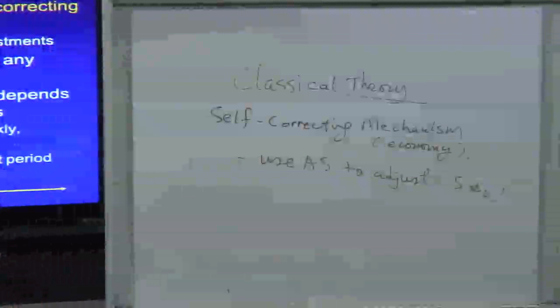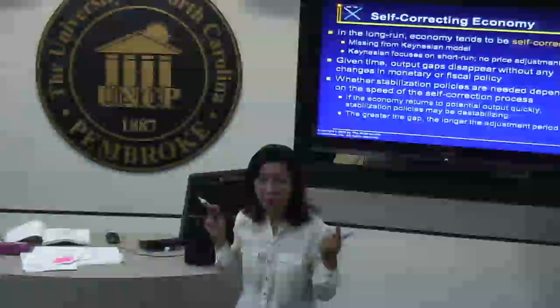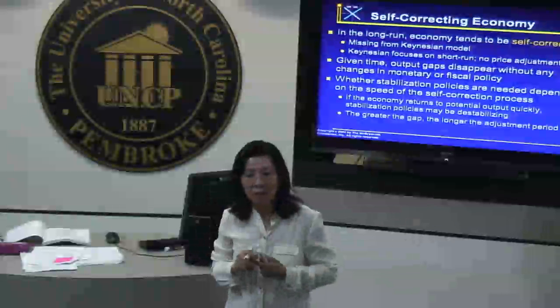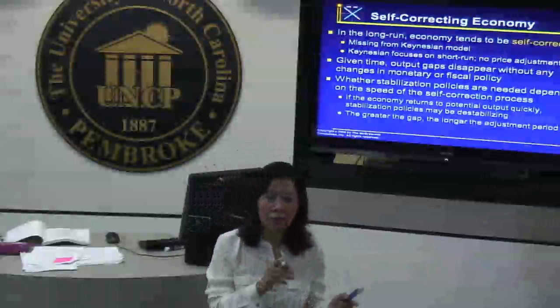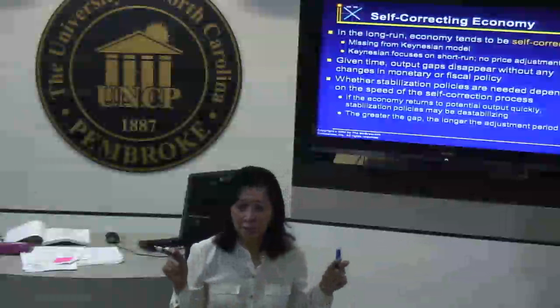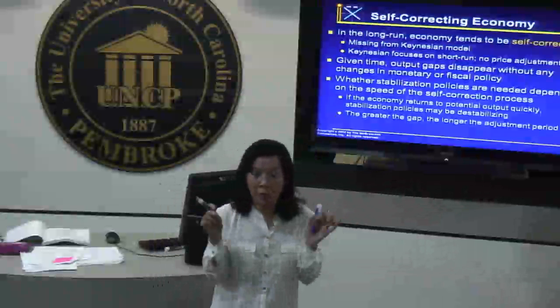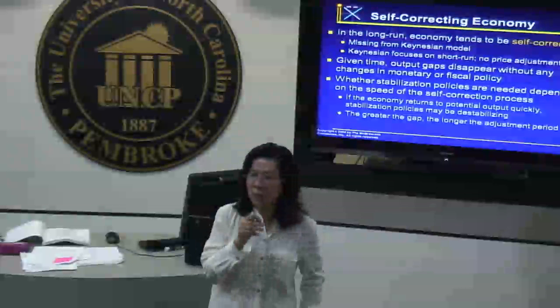And the Keynesian people call them lazy economists because they believe in such a thing called a self-correcting mechanism. They say, if you get hired by Obama, do nothing. Just sit in your office. Listen to classical music. Do nothing because the economy will eventually self-correct. Whoa. So we're not Keynesian people.